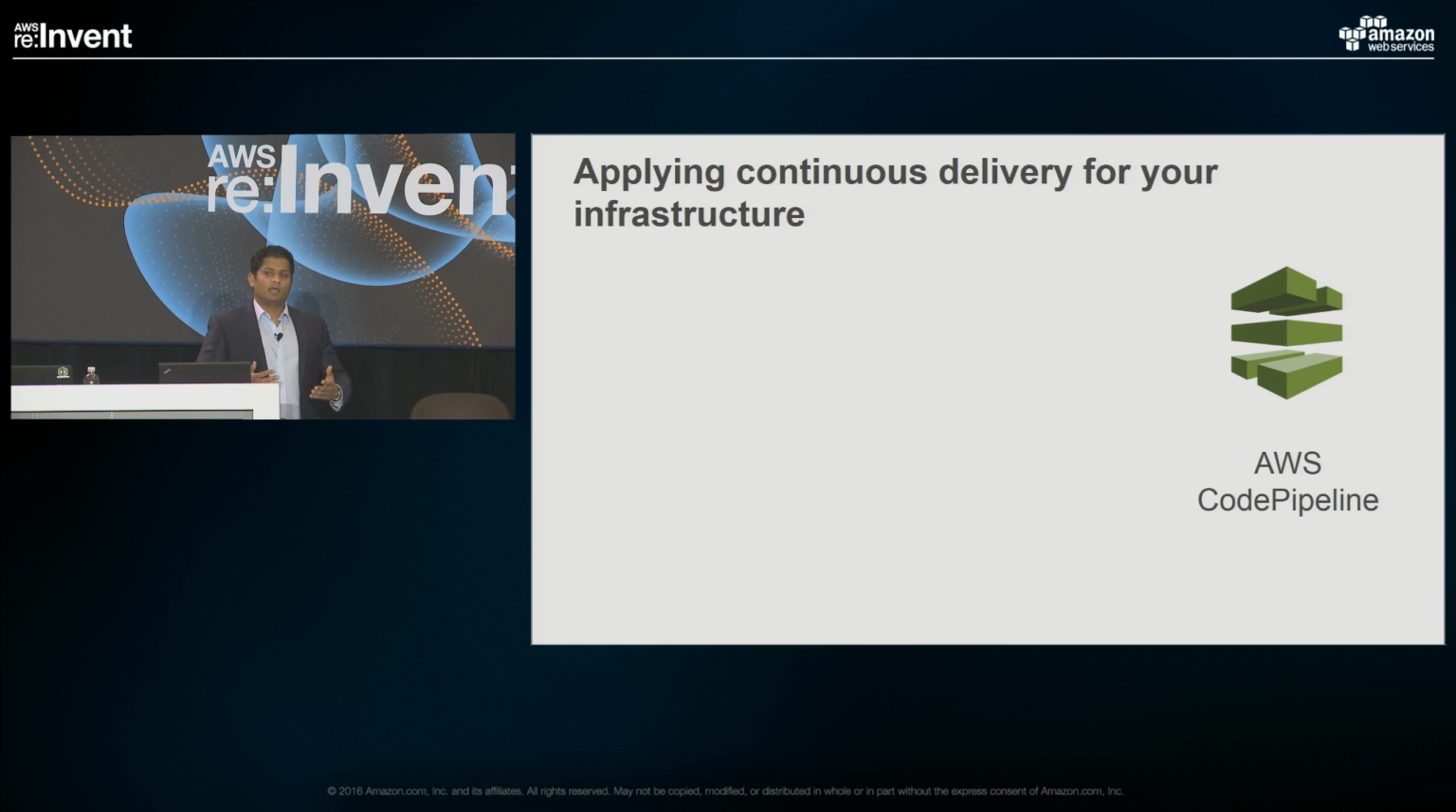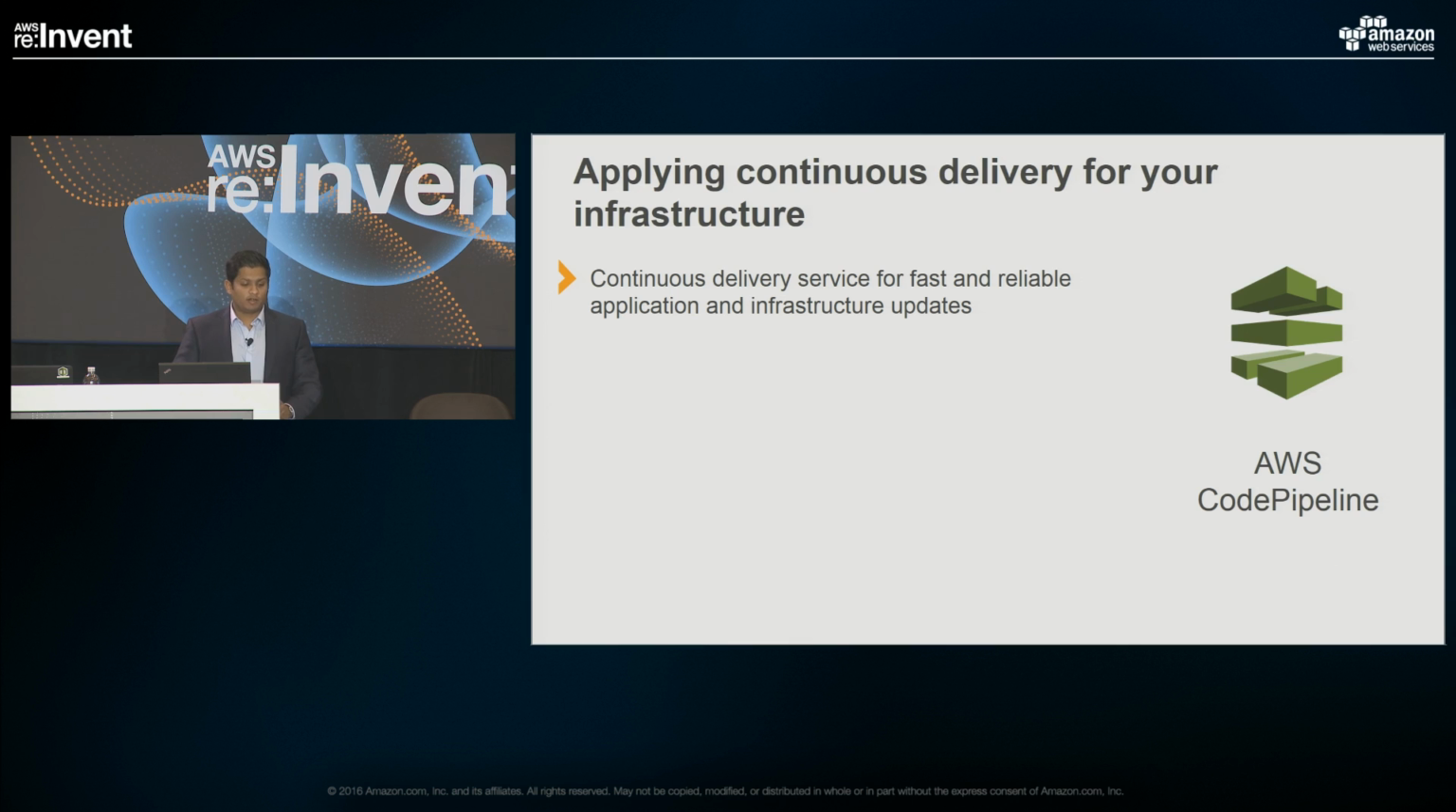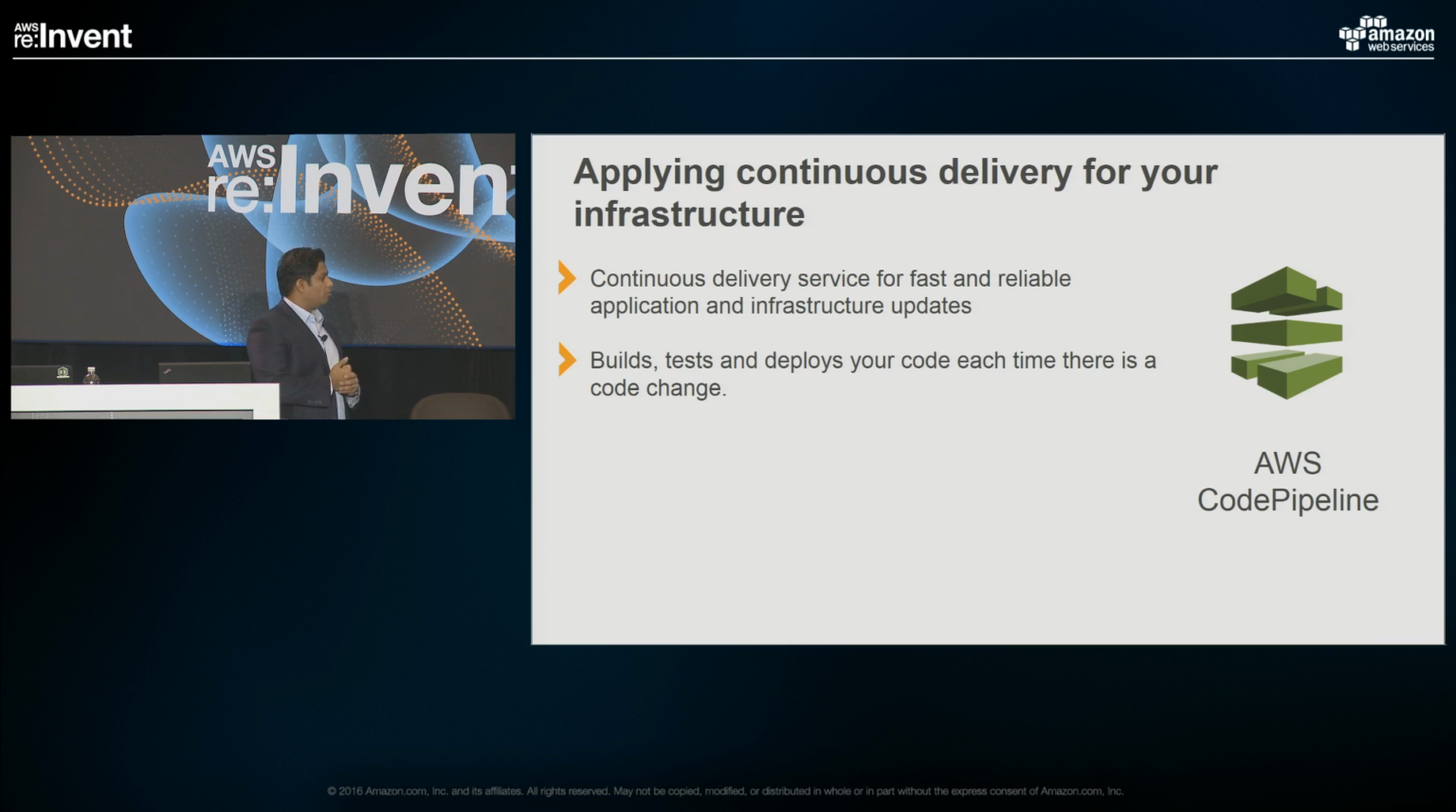What we have to enable the workflow and the flowing of infrastructure as code through the various stages is Code Pipeline. CloudFormation launched the recent integration with Code Pipeline. Code Pipeline itself enables continuous delivery for fast and reliable application and infrastructure updates. Code Pipeline builds, tests, and deploys your code each time there is a code change based on release processes you define.